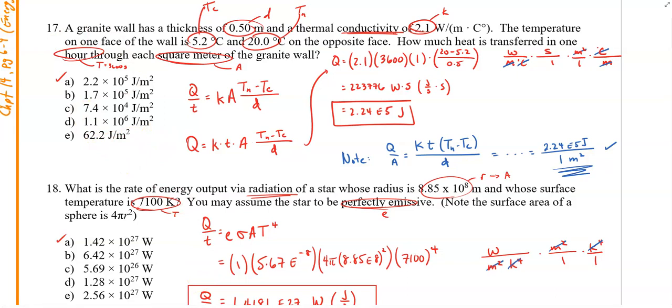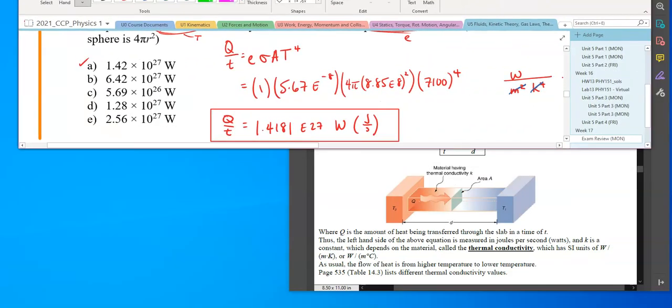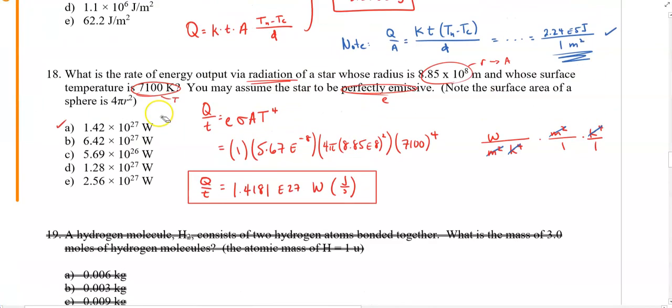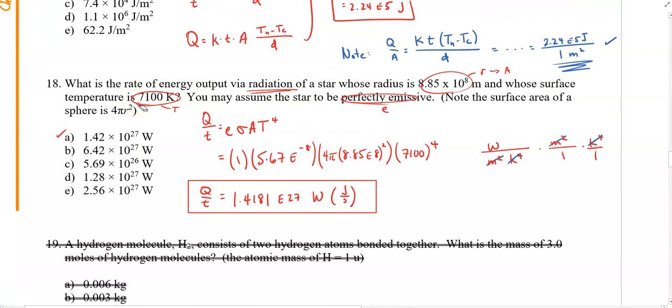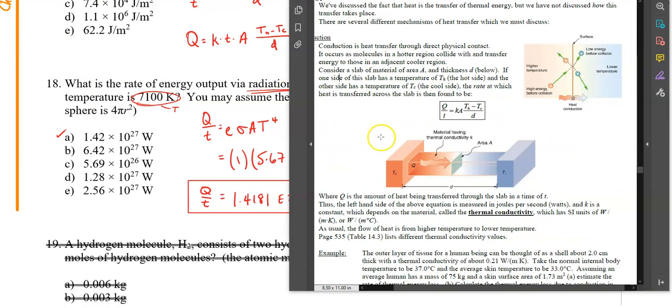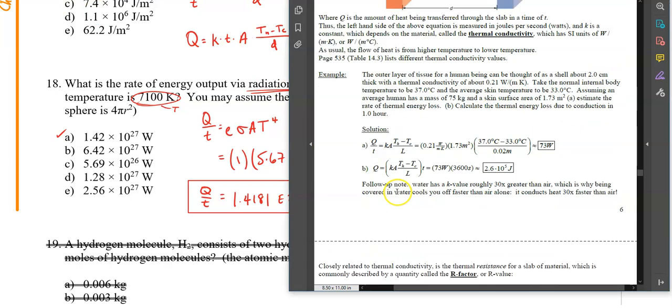And this is for conductivity, heat transfer through contact. This last example is heat transfer through radiation. So this is not convection. It's not a transfer by non-contact via convection. This is actually radiant energy from a heat source. And for that, we have another set of rules to follow.